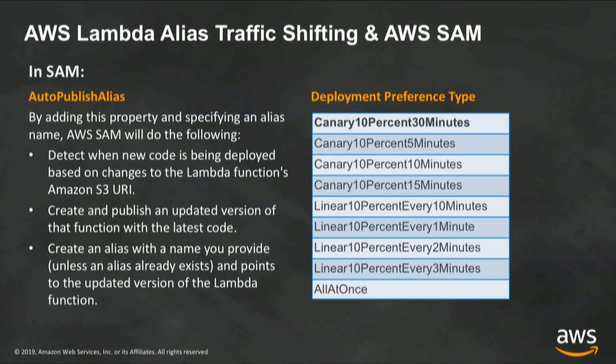We also see here a linear preference. So in this case, linear preference is going to automatically increment the percentage of traffic over the window of time until I'm complete or I roll it back. And so we see here, for example, canary 10% 5 minutes. That means run 10% of the traffic for 5 minutes. If everything's good, ramp it up to 100. We see linear 10% every 2 minutes. And so every 2 minutes, it's going to increase the traffic by 10% until we get to 100%.